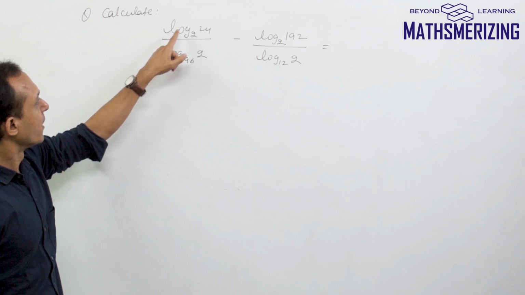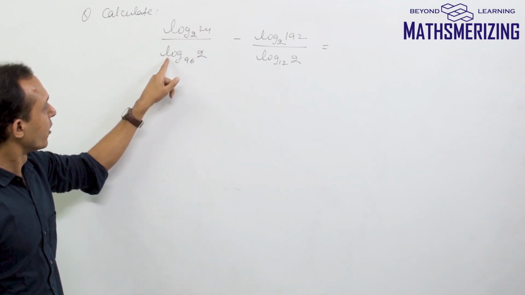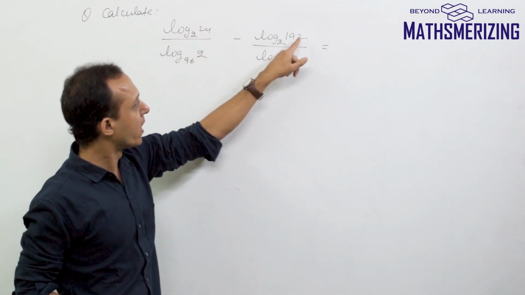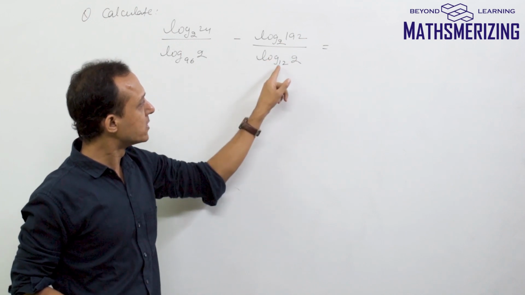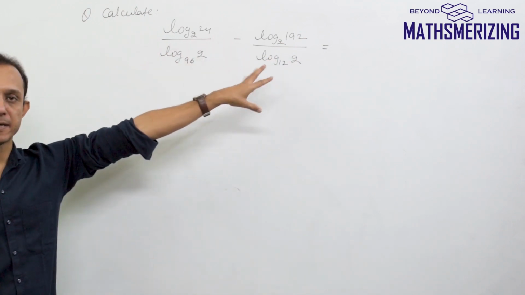So the question is log 24 base 2 upon log 2 base 96 minus log 192 base 2 upon log 2 base 12, and we need to find the value of this expression.